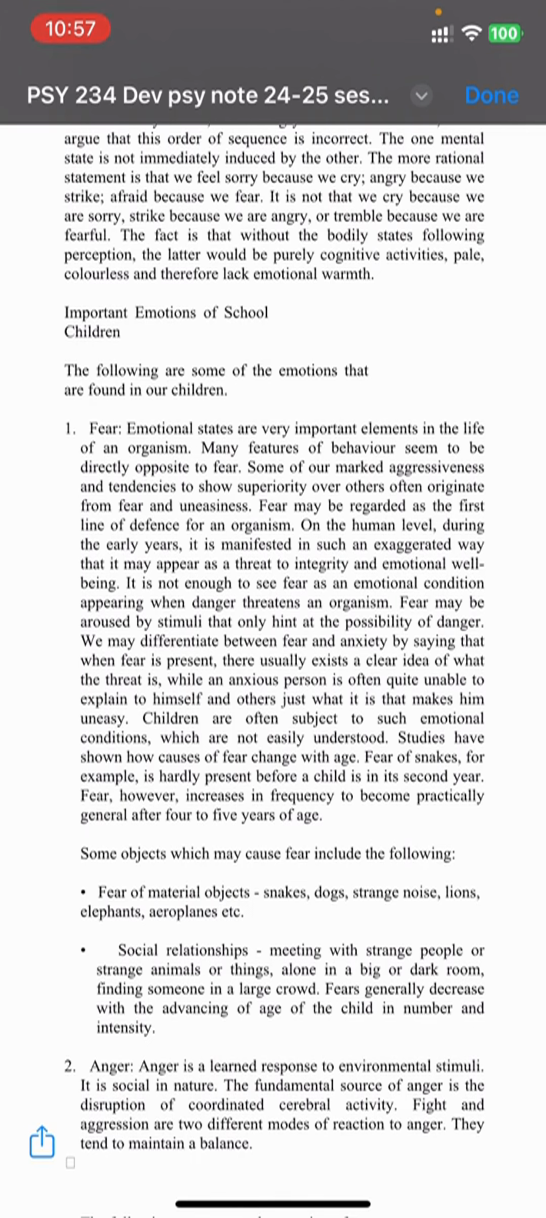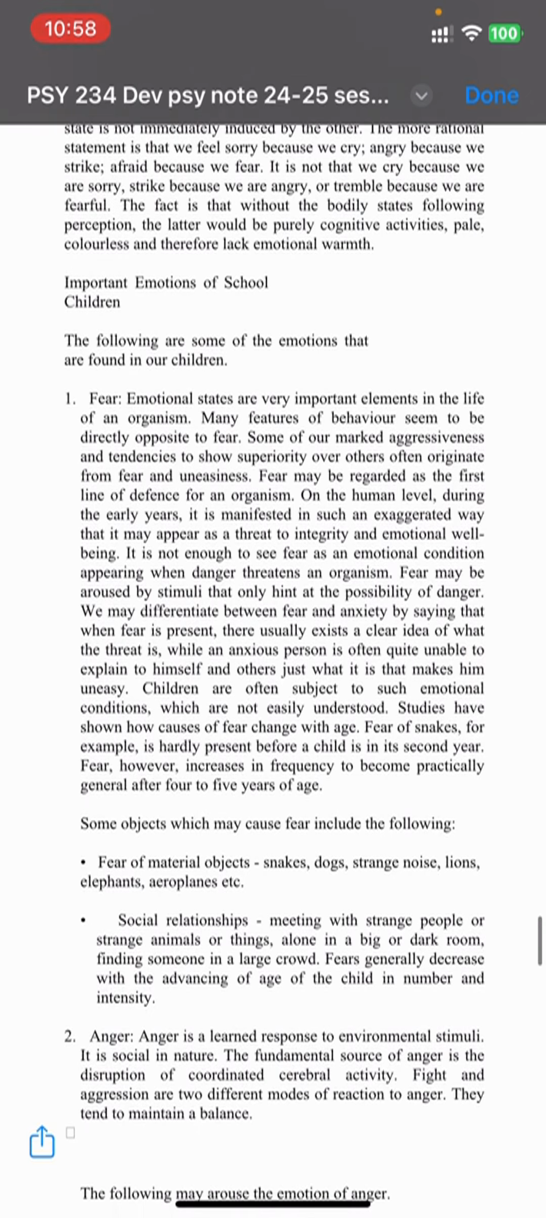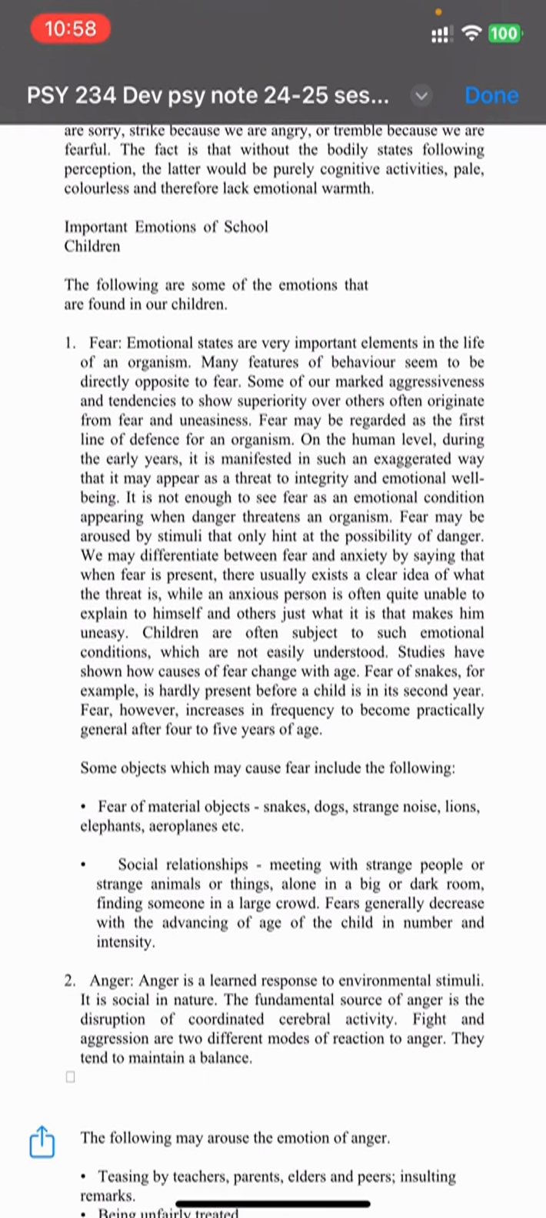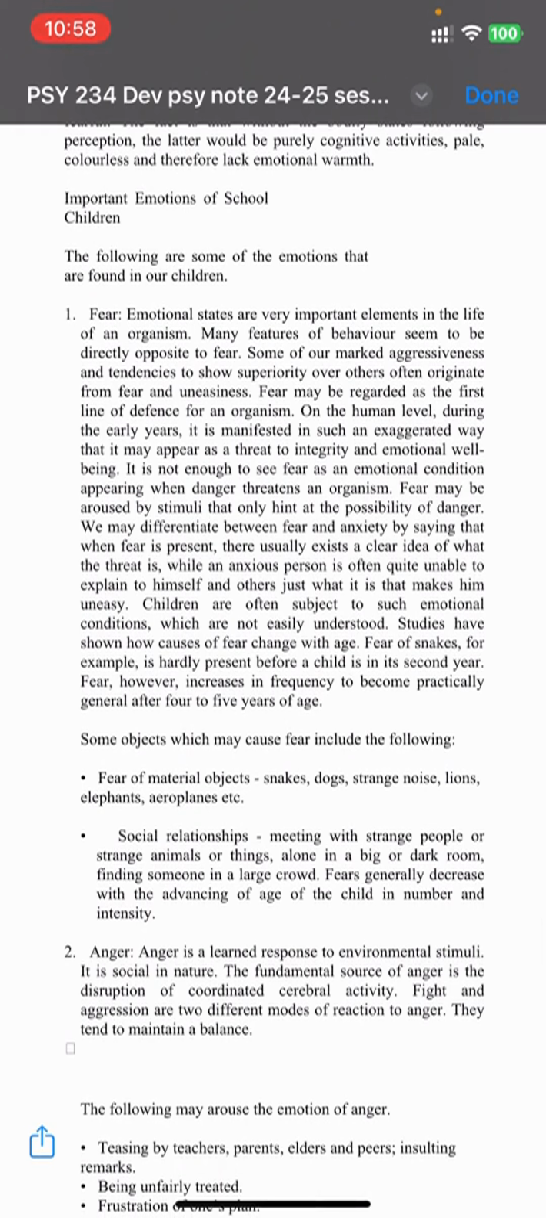We may differentiate between fear and anxiety by saying that when fear is present, there actually exists a clear idea of what the threat is, while an anxious person is often quite unable to explain to himself and others just what it is that makes him uneasy. So they're trying to say that children are like anxious people, so they can't really see what is wrong. Children are often subject to emotional conditions which are not easily understood. Studies have shown how causes of fear change with age.